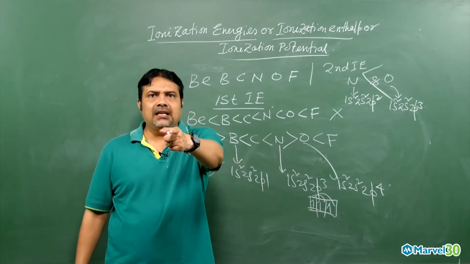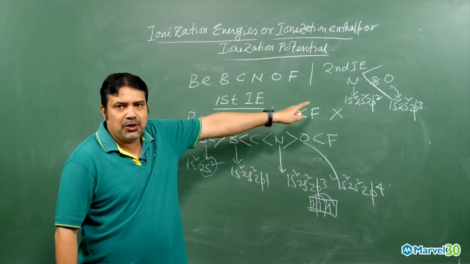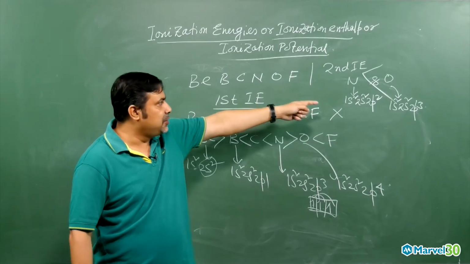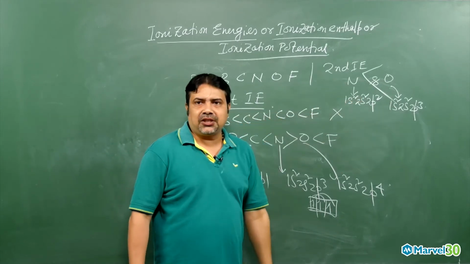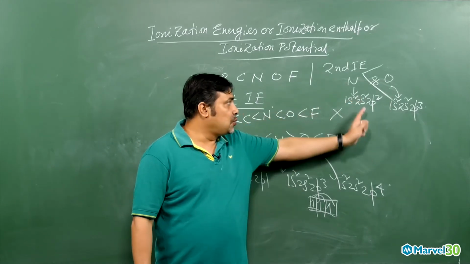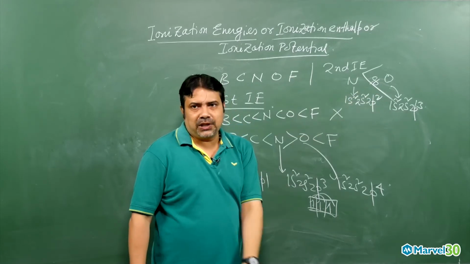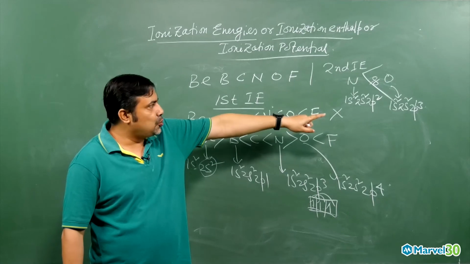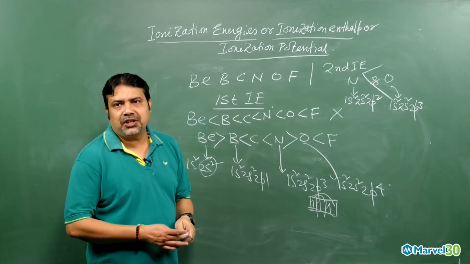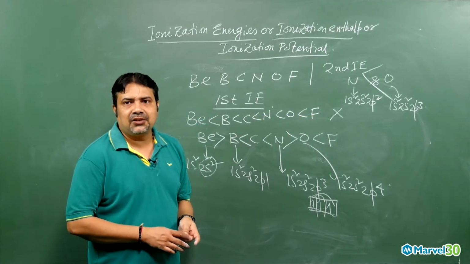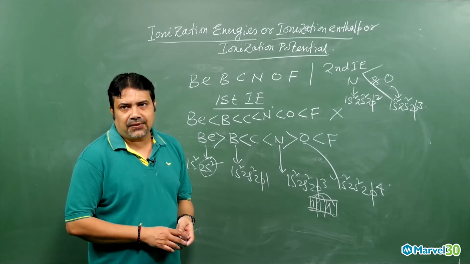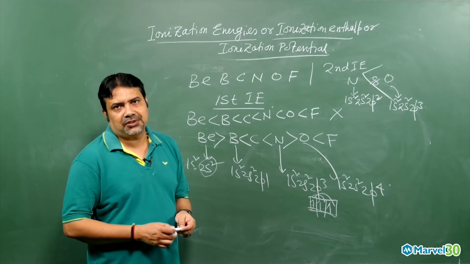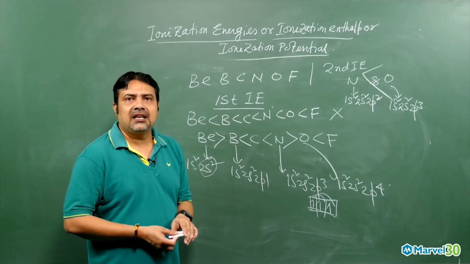As far as second ionization energy is concerned, nitrogen will be lesser than oxygen, because when you want to remove the second electron, after removing the first electron, the nitrogen configuration will be 1s2, 2s2, 2p2, whereas after removing the first electron, oxygen will be 1s2, 2s2, 2p3. So that time oxygen will be in a half-filled configuration. That is why to remove the second electron from oxygen, you need more energy. That is why the second ionization energy of oxygen is greater than that of nitrogen.